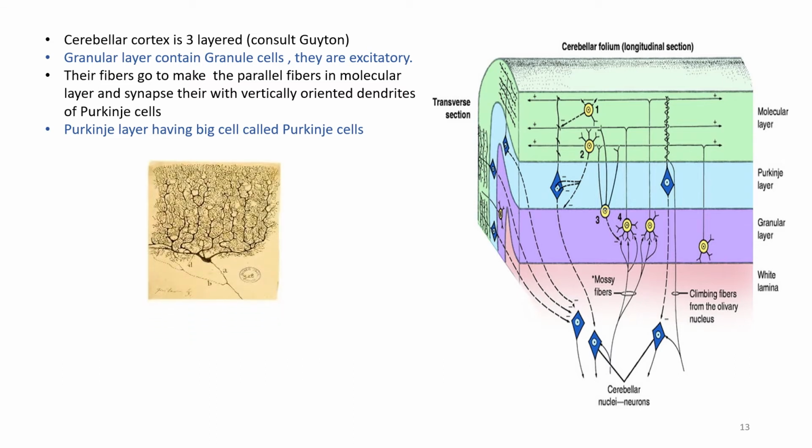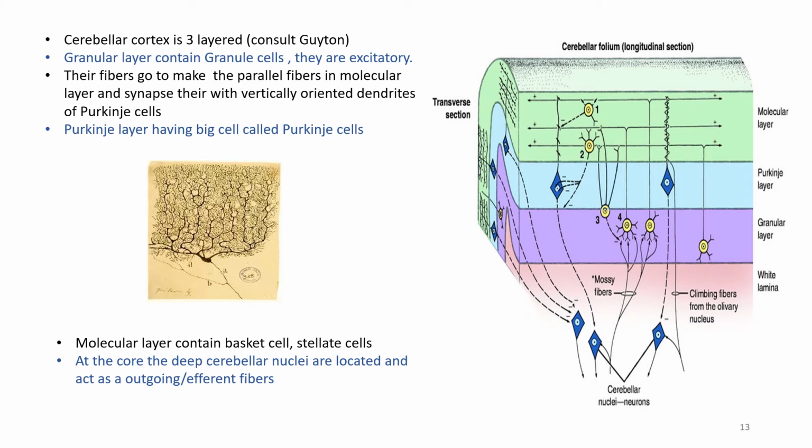This is a picture of a Purkinje cell with a tremendous amount of arborization of the dendrites. It is one of the biggest cells of the central nervous system. The molecular layer contains basket cells and stellate cells. The deep cerebellar nuclei are located in the core and act as the outgoing or efferent fibers.